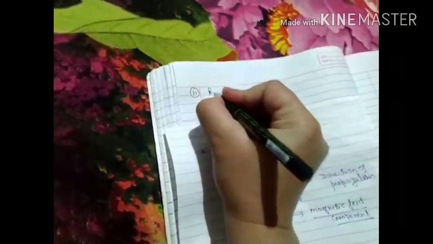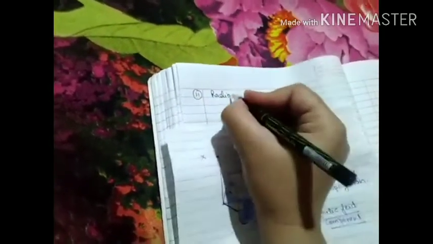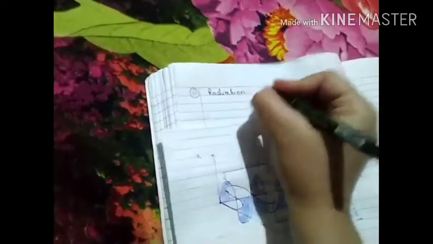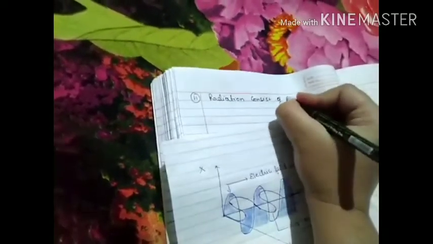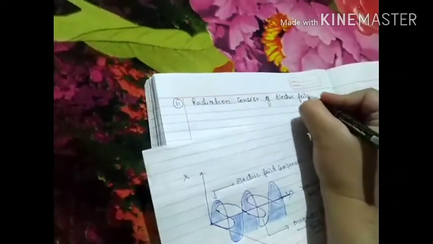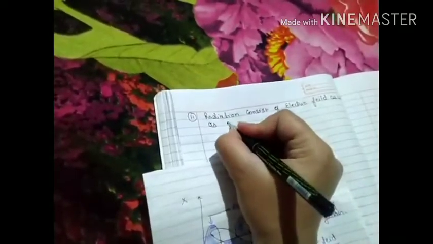So this second point states that radiation consists of an electric field as well as a magnetic field.